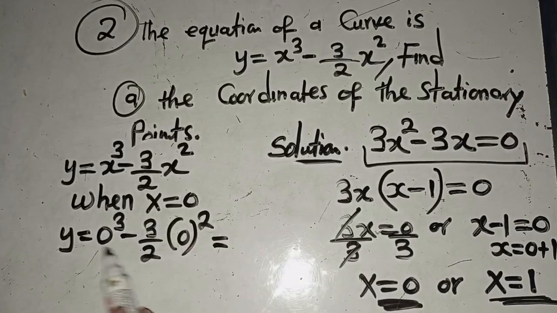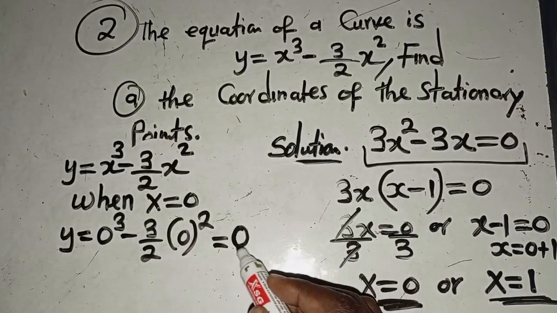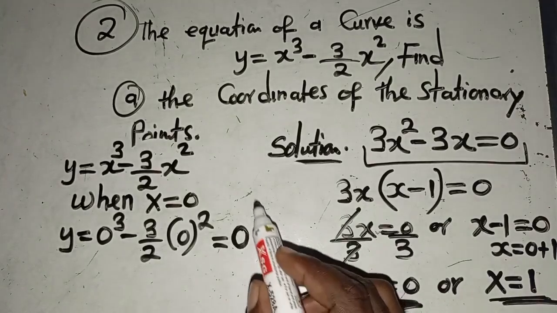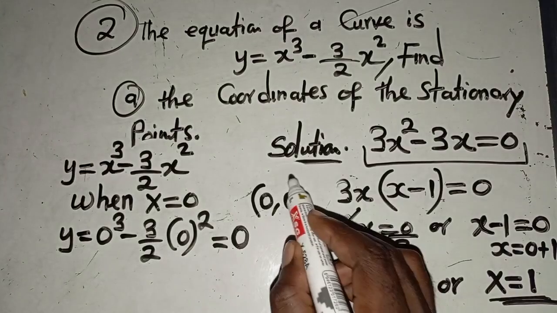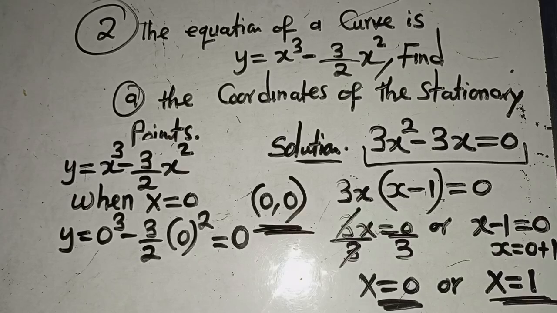What is the answer here? It is just a 0. You are going to get a 0. So meaning that the first point is what? X is 0, and y is given as 0. So the first point is (0, 0).